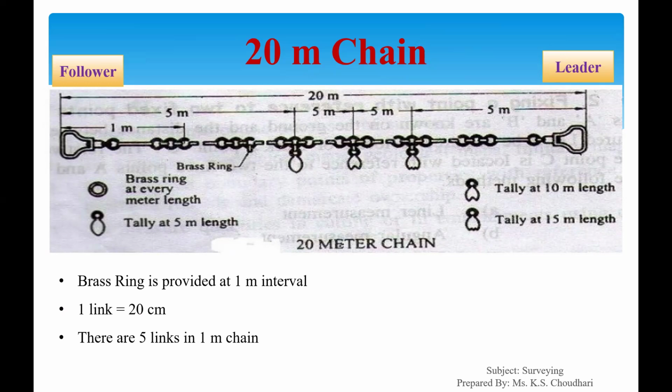This is the metric type of chain. This is used to calculate the distance on fairly level ground. There is a method to read the distance on chain. Now, observe the diagram carefully. There are brass rings and different types of tallies. Those tallies have their own meaning. Brass ring is provided at 1 meter interval. One link is equal to 20 centimeters. There are 5 links in 1 meter of chain.